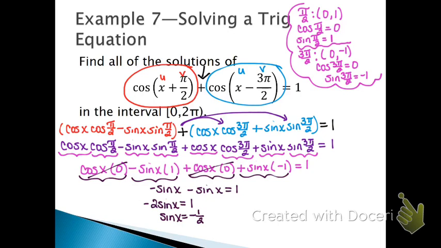So this is where we use our unit circle. Is sine my x or my y? All right, so I'm looking for where on my unit circle y is equal to negative 1/2. 206 degrees, 7 pi over 6, and again 11 pi over 6. Now, are we restricted? Yes. So do I need to put plus 2 pi in? No. So these are my two answers.